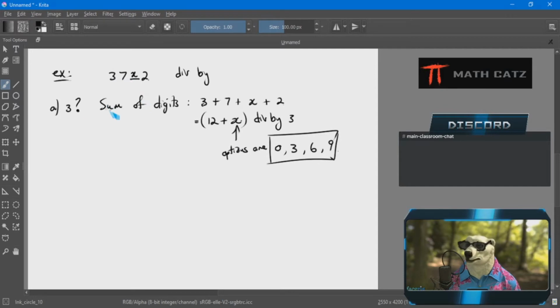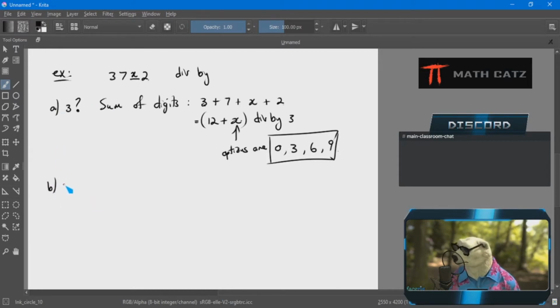For example, 3,702 would be divisible by 3, 3,732, 3,762, 3,792. It's a little bit more fun question, but still based on the same thing. Divisibility test for 3 in this case, for example.